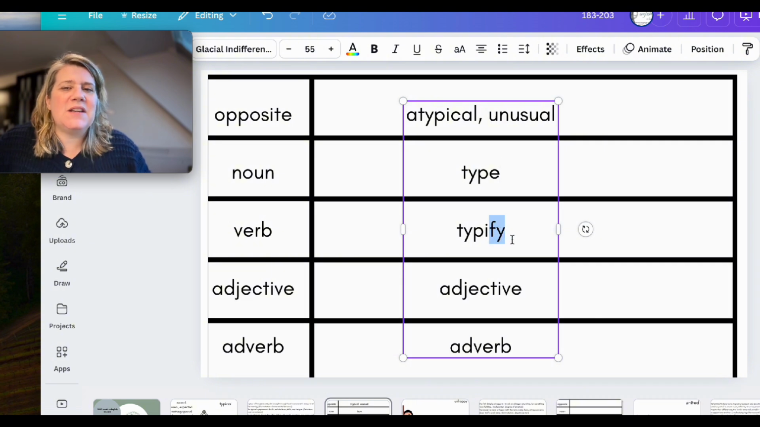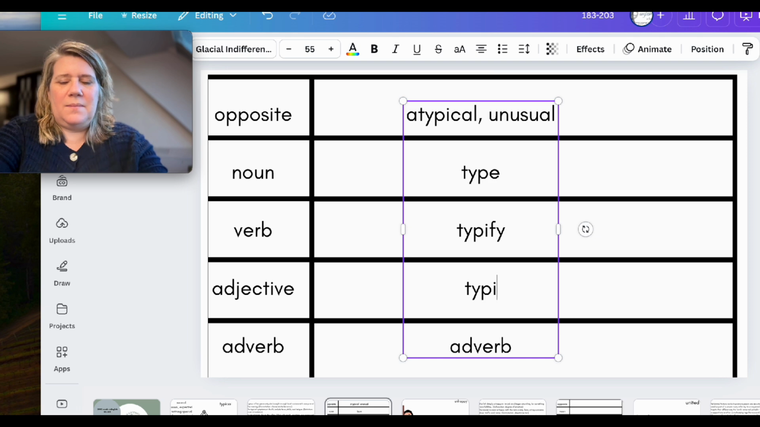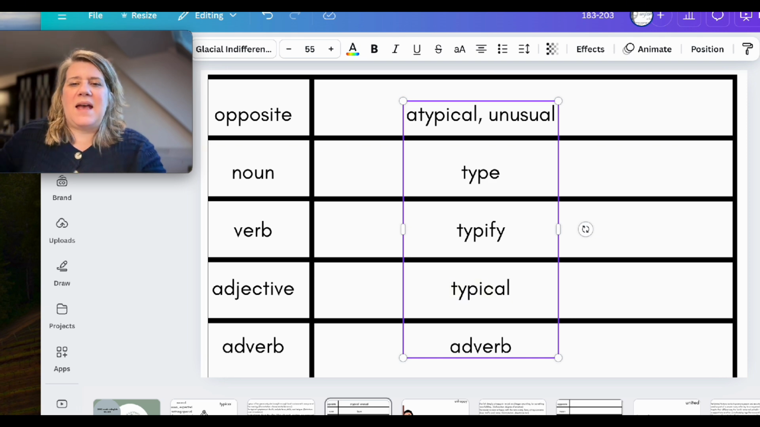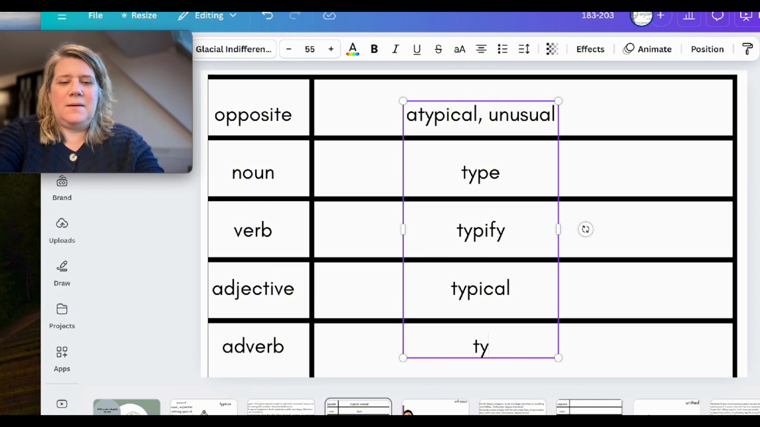Have you noticed in these videos, a lot of our verbs end with an "ify"? Often we can take a word and put an "ify" on the end of it and make it a verb. We do that with "ate" and with "ize" as well. I-Z-E. The adjective is typical, and the adverb is typically.